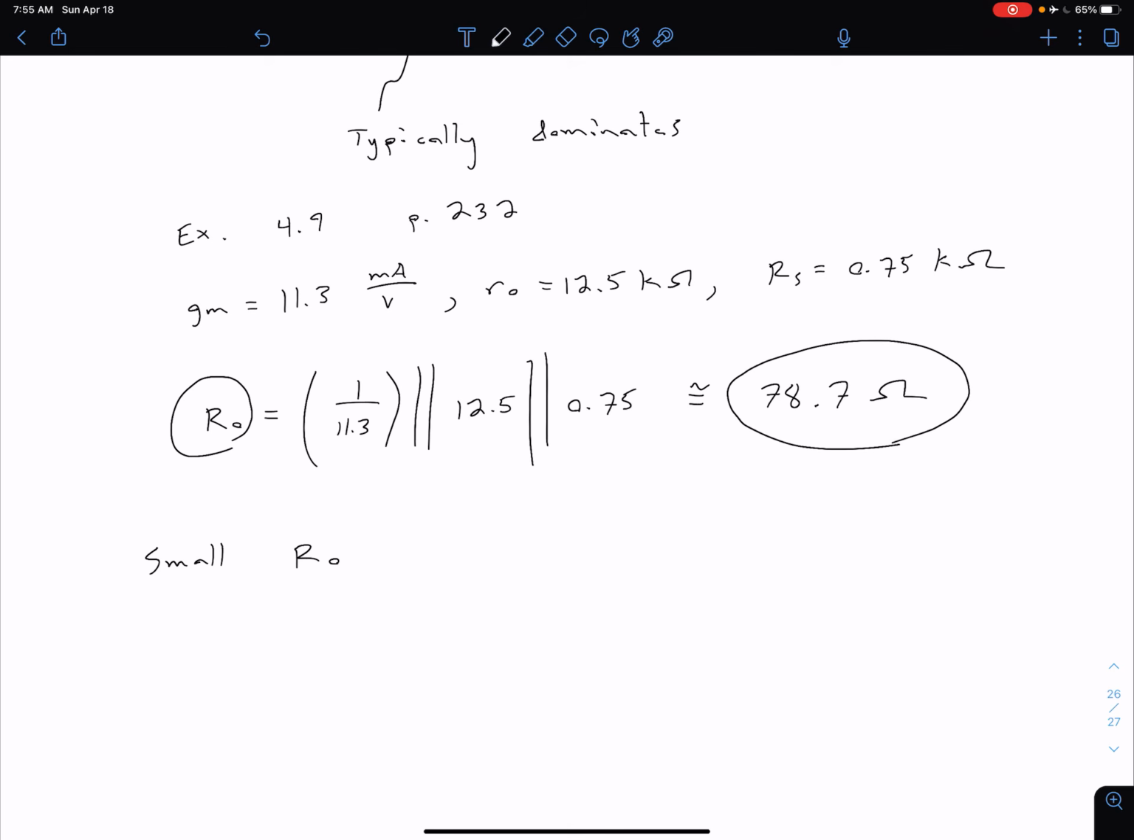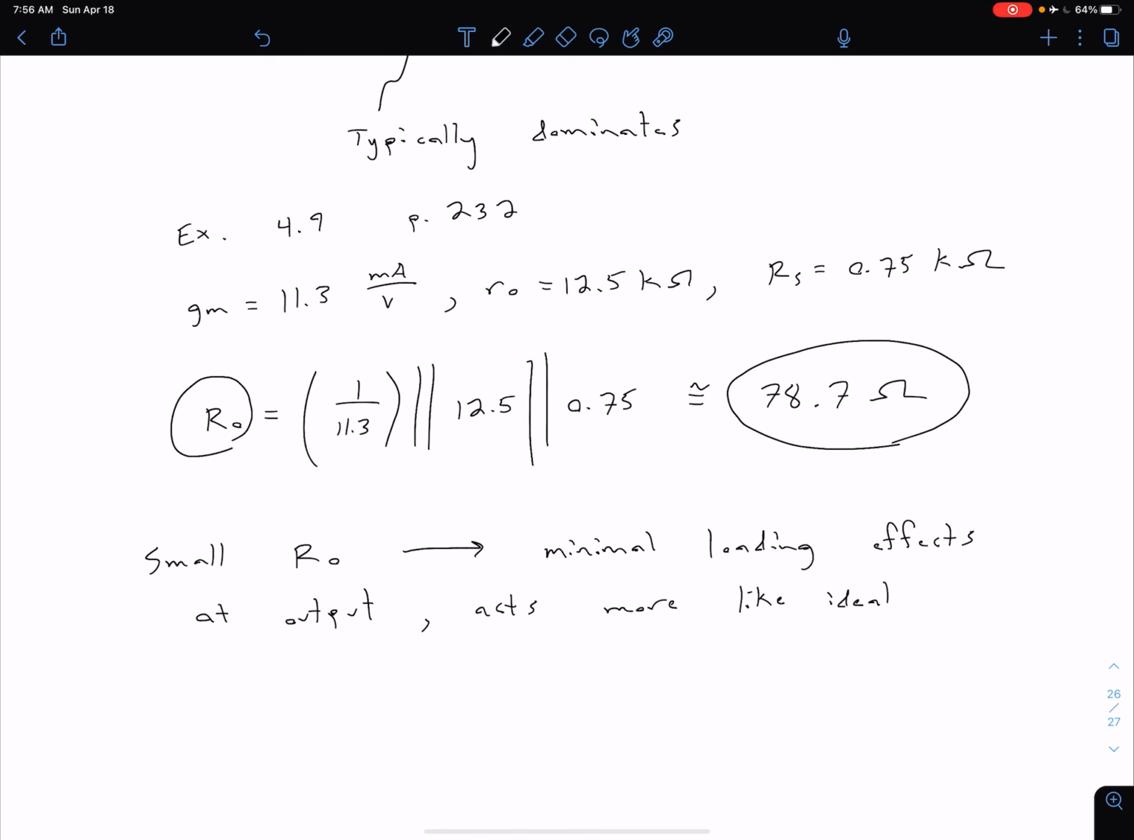And so this is something that we should have anticipated from when we looked at that summary table, as we were starting to talk about our MOSFET amplifiers. And so ultimately what this means is that if we use this as the output stage of a multi-stage amplifier configuration, we're going to have minimal loading effects at our output, which again is desirable if we're using this, for example, as a voltage amplifier. And so another way to say that is that this acts more like an ideal voltage source. An ideal voltage source would have 0 output resistance.